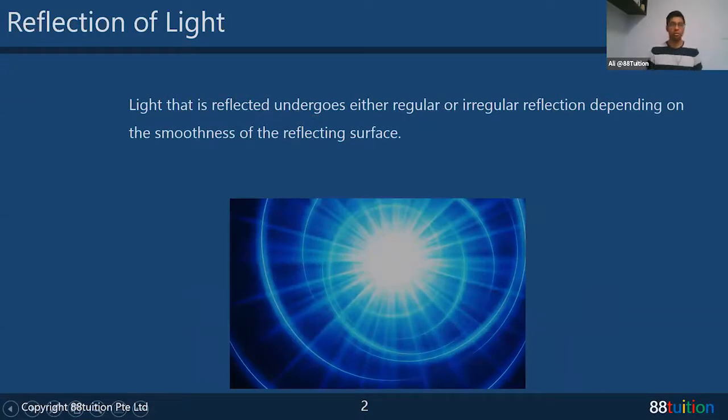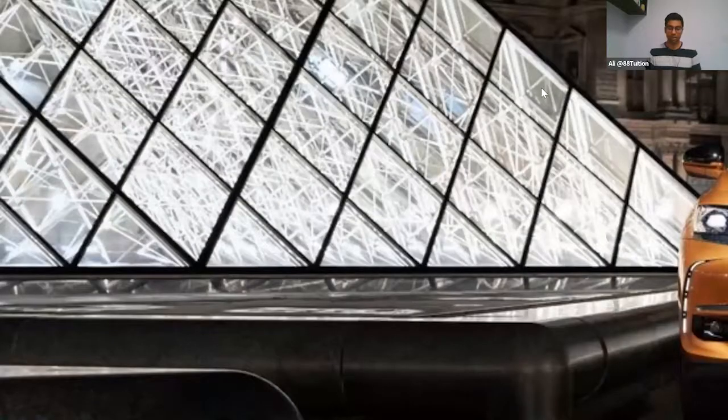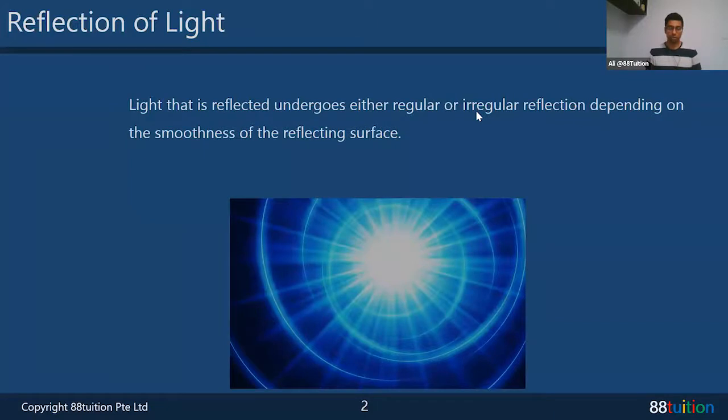Okay, now let's go talk about the second. Light that is reflected undergoes either regular or irregular reflection, depending on the smoothness of the reflecting surface. Now, look at the word regular and irregular reflection here. I'm going to change that to another word. Is there another word that we can talk about for irregular reflection?